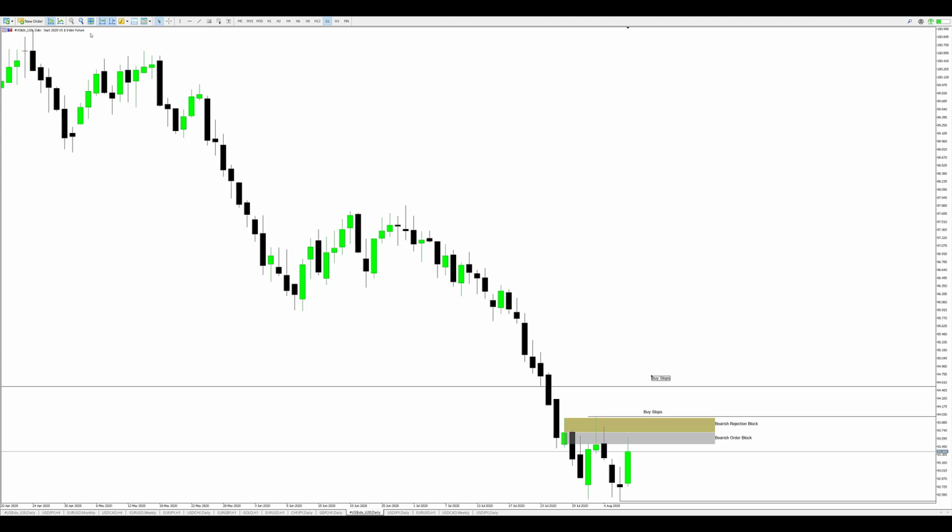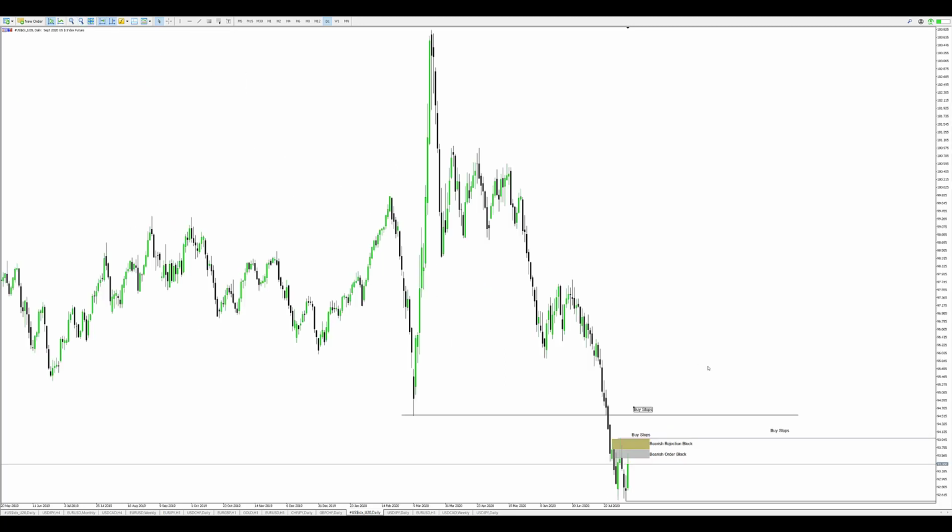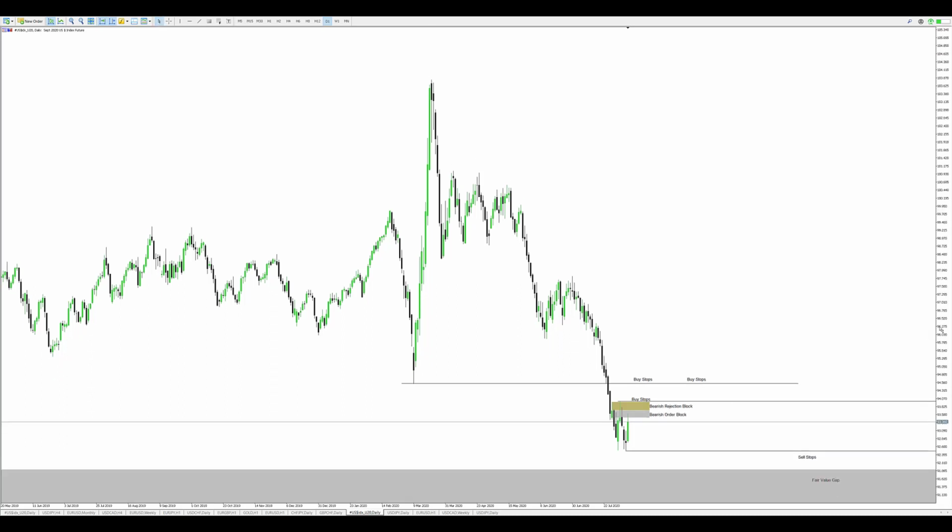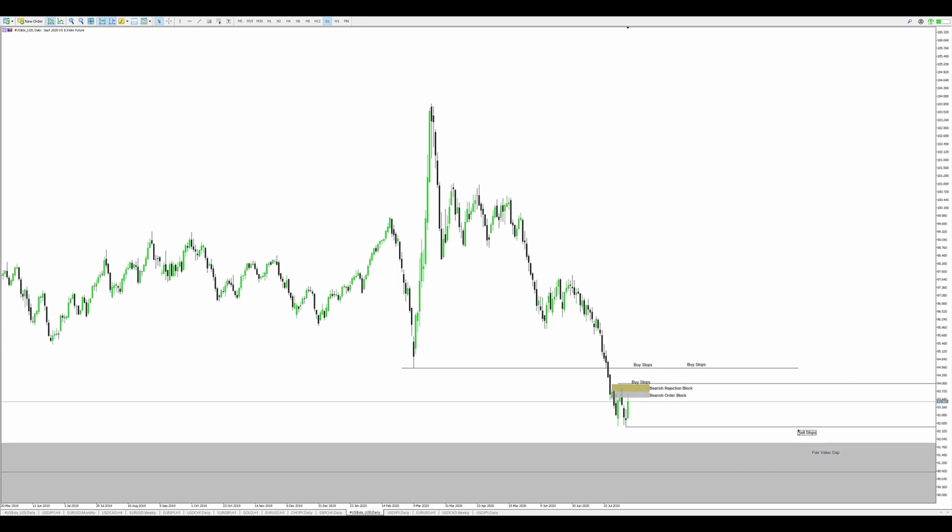It's only that I'm not zoomed out quickly so you can see. Oh, there are the buy stops that I had put. You see, we've got buy stops above here, right? And we have our sell stops below, right?